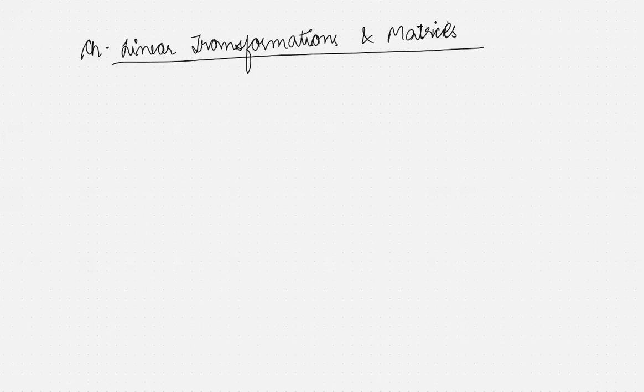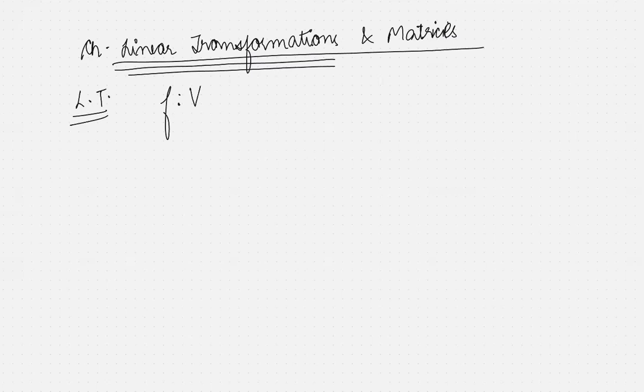Hi everyone. So from today onwards, we will be starting the chapter Linear Transformation and Matrices. In this chapter, the very first topic is: what is a linear transformation? Transformation actually means a function. A function, we always know, is defined from a domain to a codomain. So in this, the domain will be V and the codomain U.